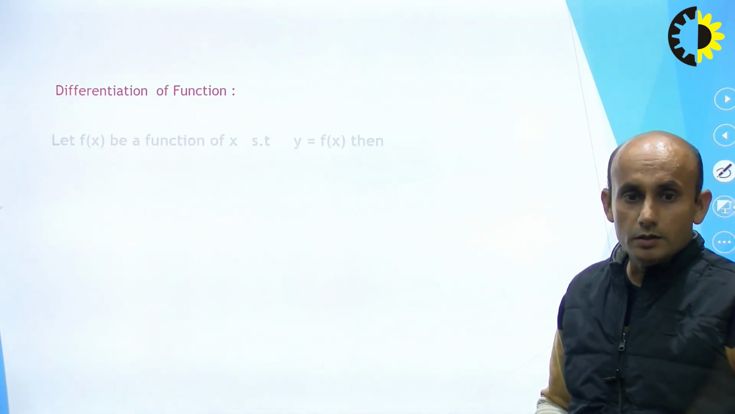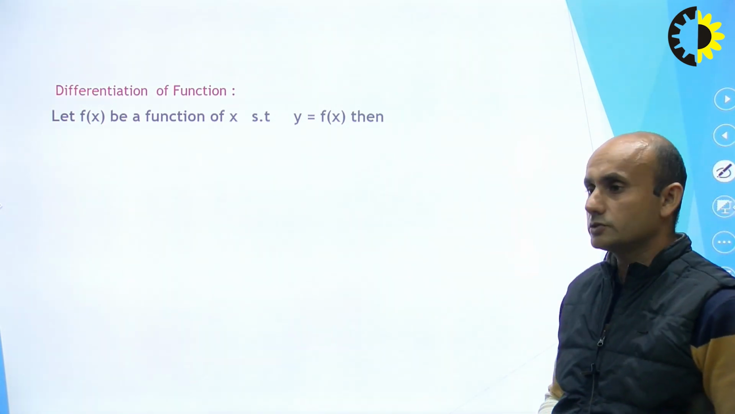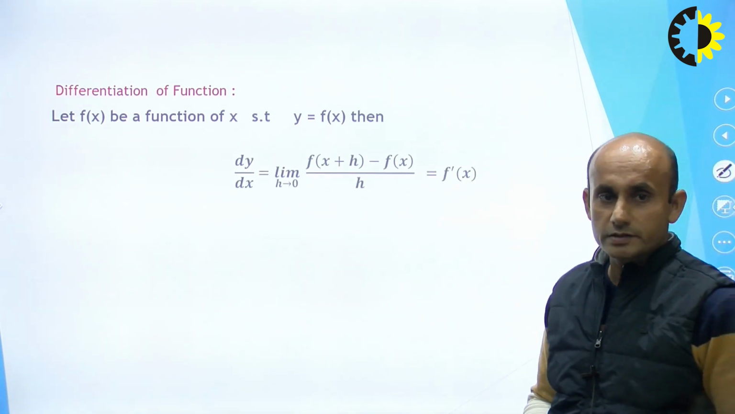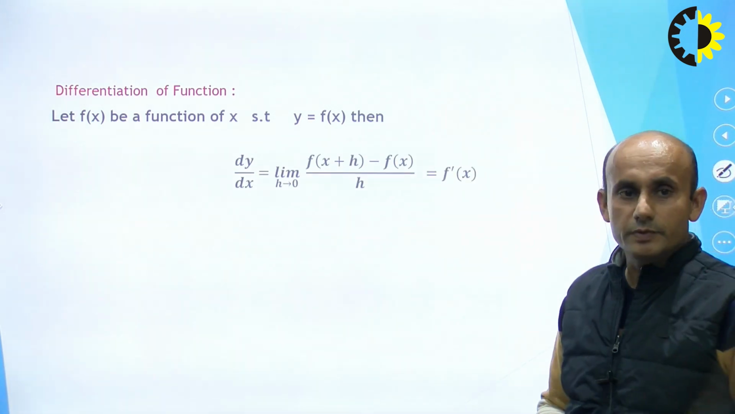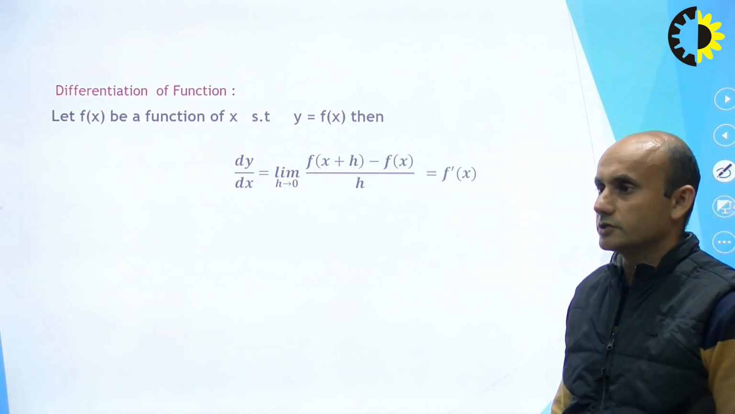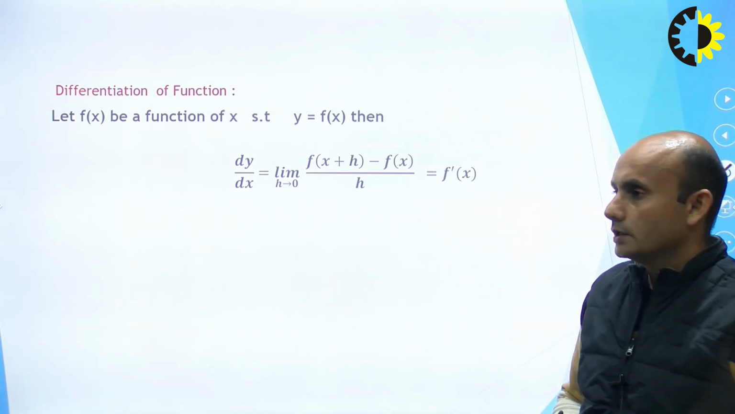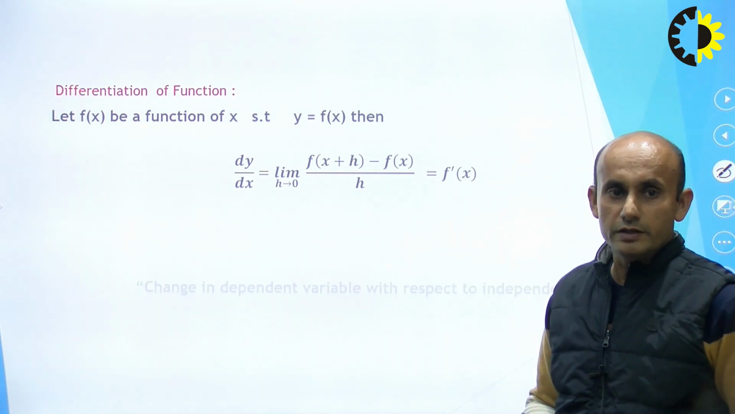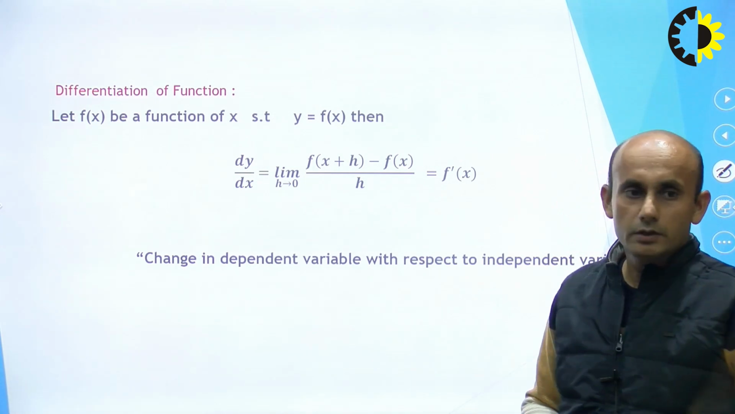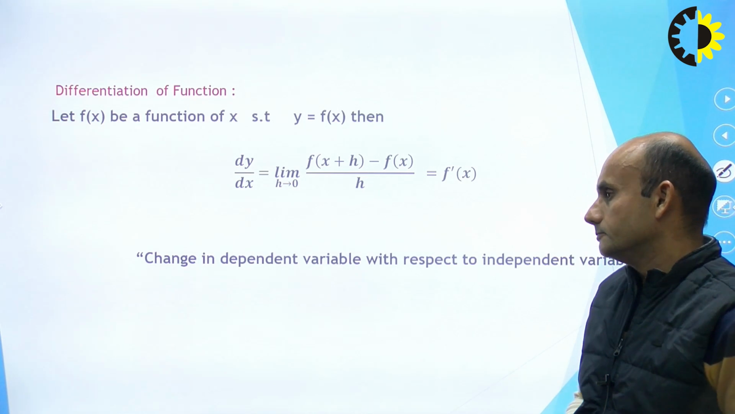So, as we have studied in 12th class, if we have a function of one variable, we have y as a function of x, where y is the dependent variable and x is the independent variable. And differentiation dy upon dx is the total differentiation, in which we differentiate y as a function of x, which represents the rate of change in y with respect to the variable x, the independent variable.